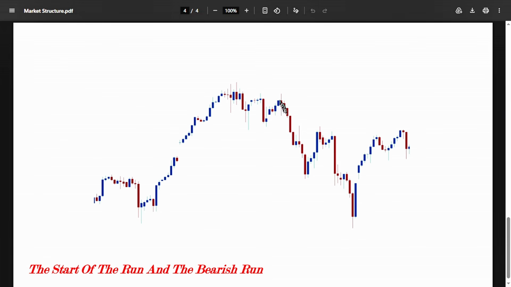Now when you are determining the bearish run, you're going to see the market keep on creating this series of lower lows, swing lows. It creates a low, it breaks it, creates a low, it breaks it. That is how you are going to see or determine that the run has started to the downside.